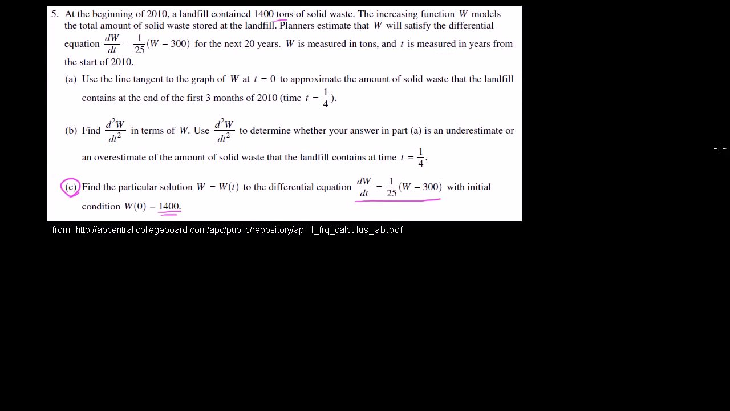Part C. Find the particular solution, w as a function of t, to the differential equation, the derivative of w with respect to t is equal to 1 over 25 times w minus 300, with initial condition, at time 0, w is equal to 1400. And the units in this problem, it was 1400 tons. They told us, 1400 tons.